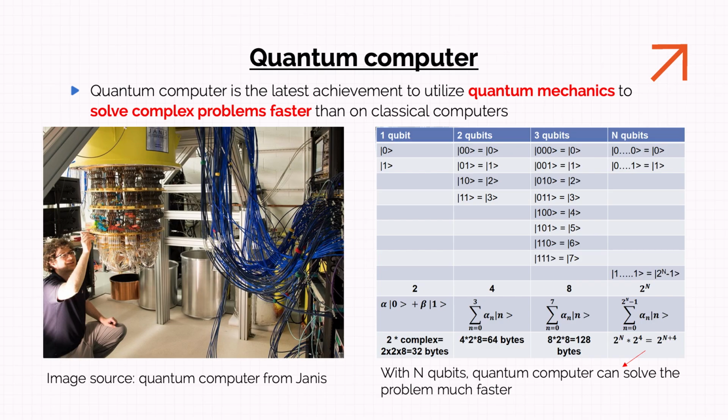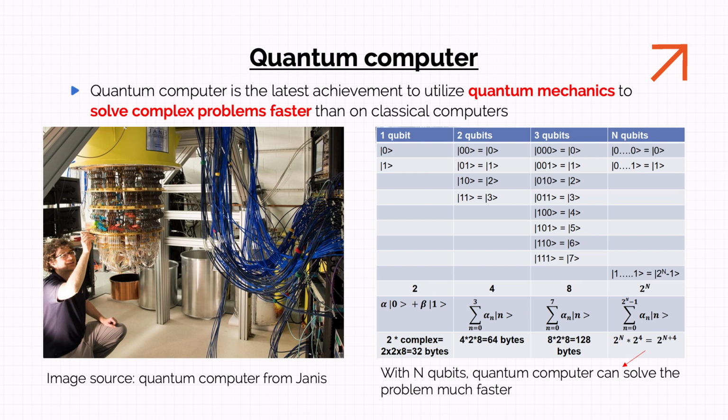First, we can see what a quantum computer is, and why it may be a kind of game changer. Quantum computing is the latest achievement that can utilize quantum mechanics to solve some very complex problems faster than classical computers. On the left side, that's a quantum computer from a Chinese company.